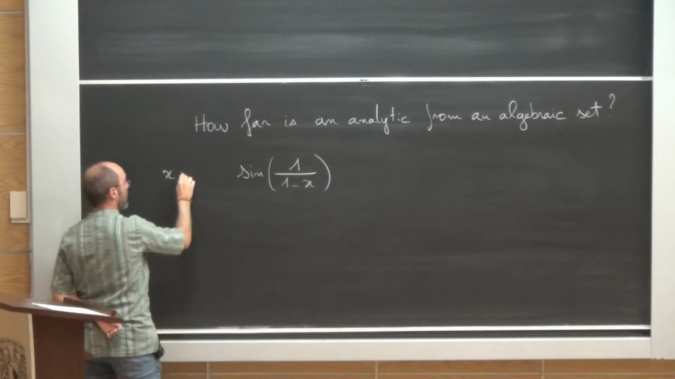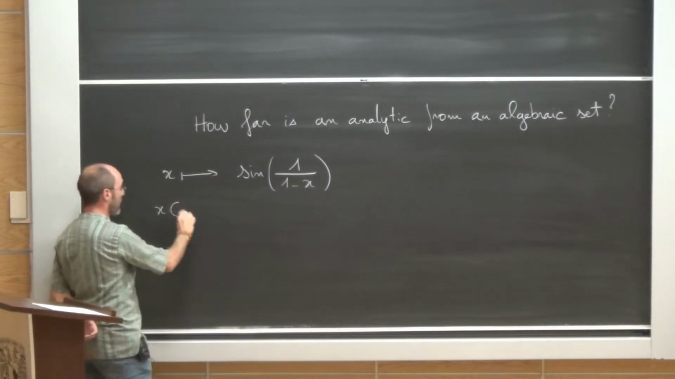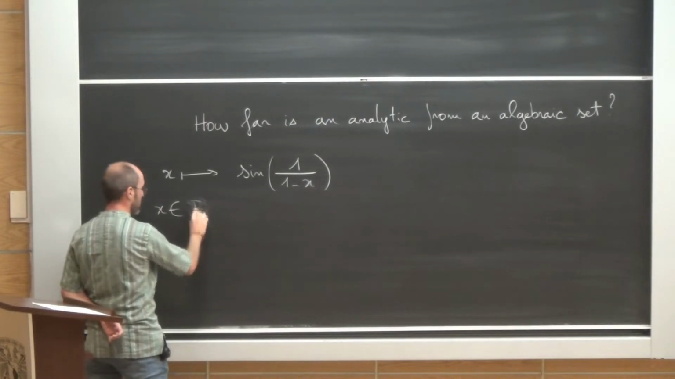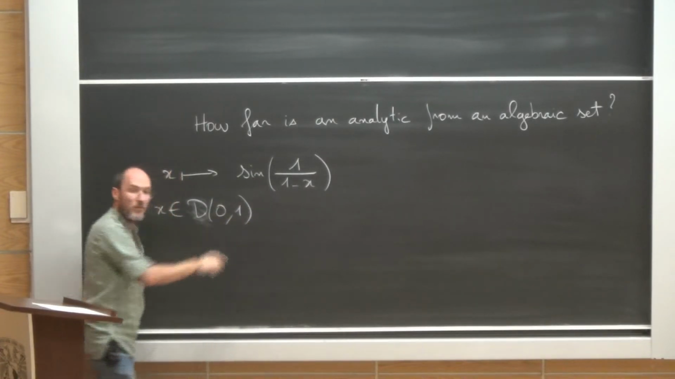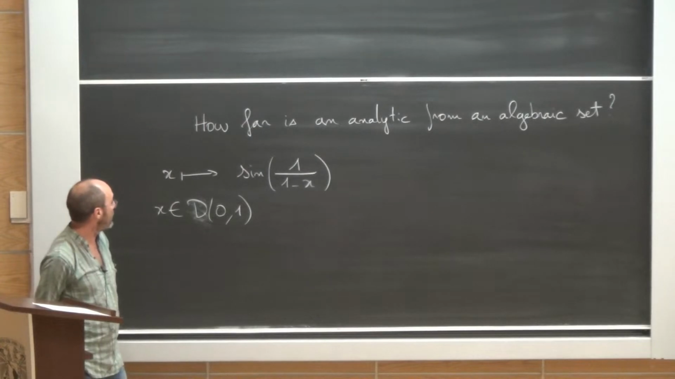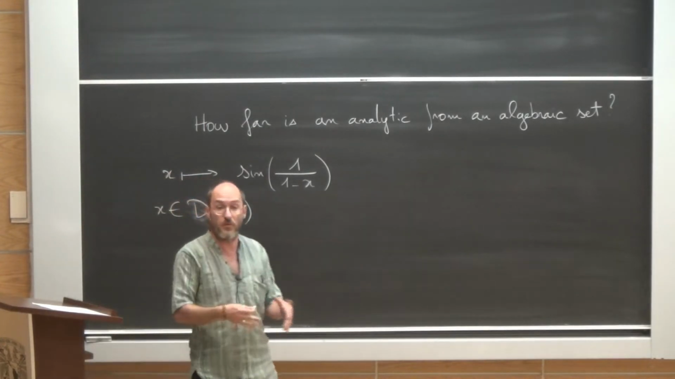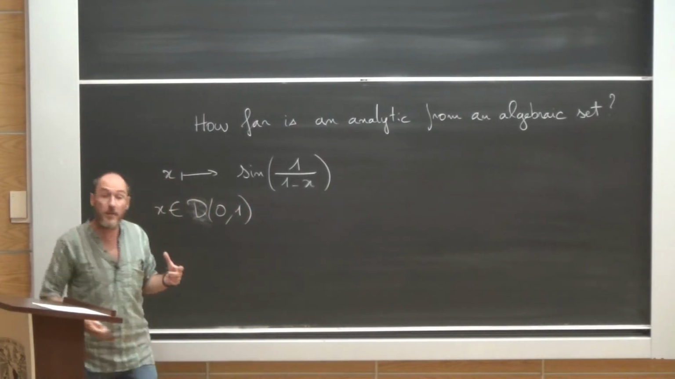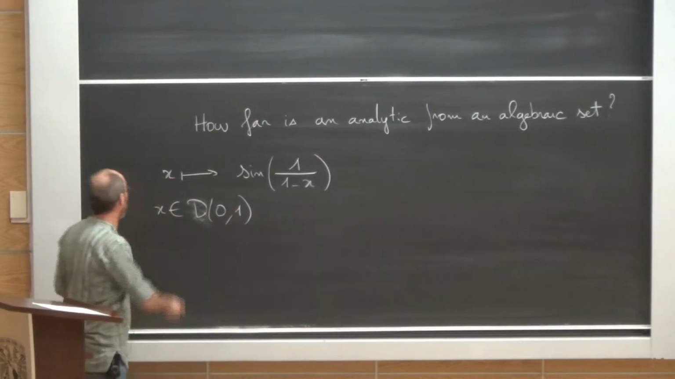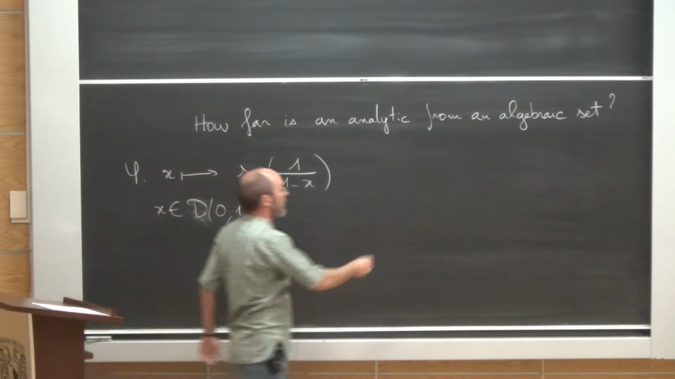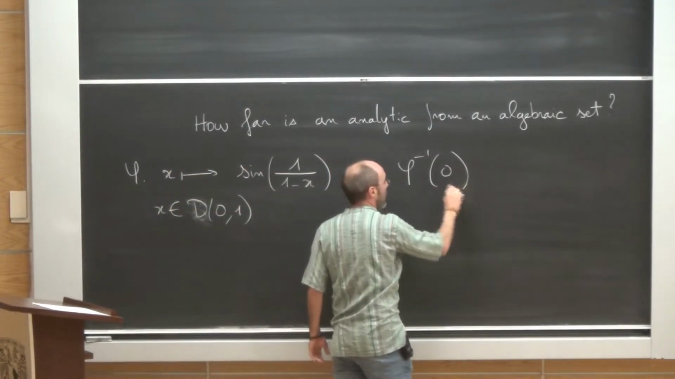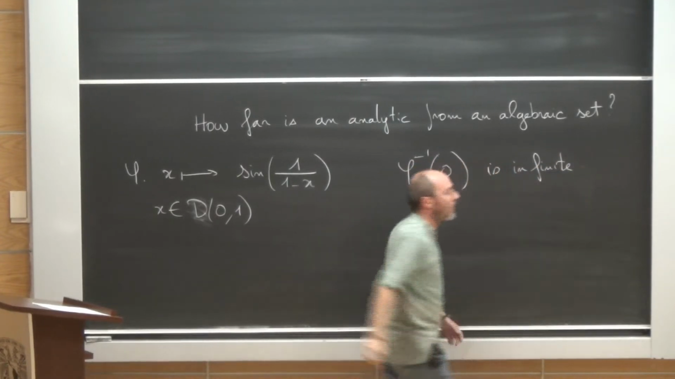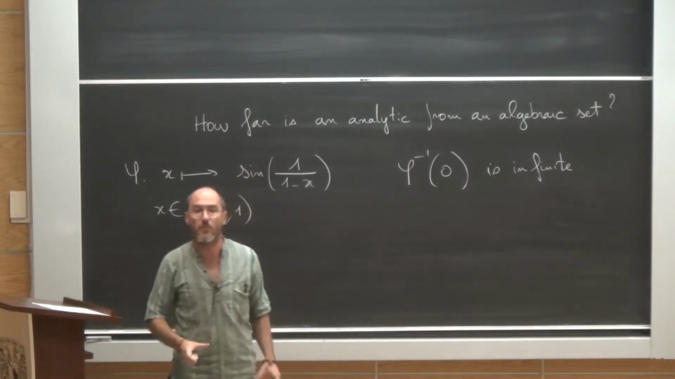So this function, which is defined for x, let's say, in the open unit disk, has an infinite number of zeros in the complex unit disk. And therefore, denote this function by phi, phi minus 1 of 0 is infinite. And so it's not in bijection with the zero locus of one polynomial.